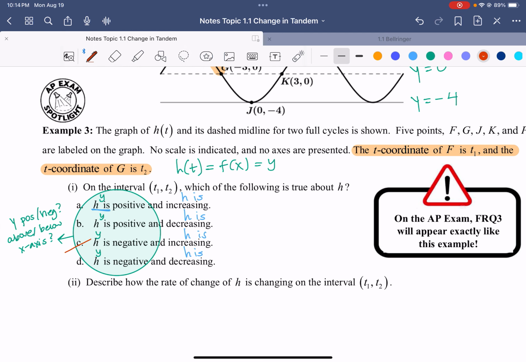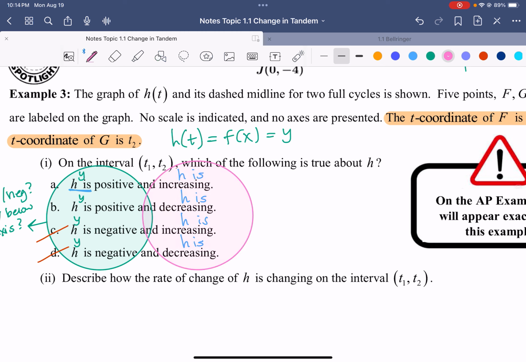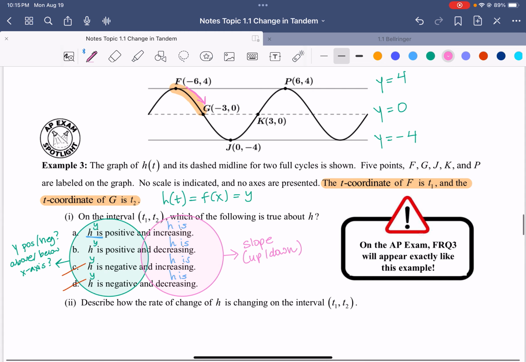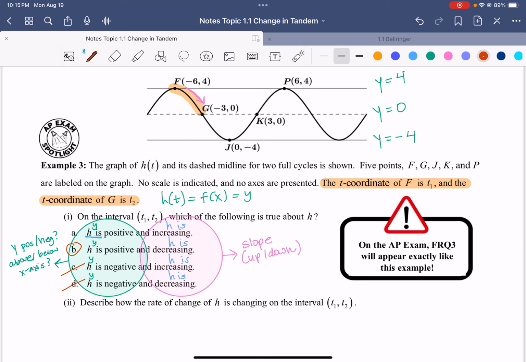Okay, so between those two, I need to figure out if H is increasing or decreasing. Now this second portion of the question, when it says H is increasing or decreasing, that's referring to your slope. You need to figure out if your graph is going up or down. So then I'm going to go and look at my graph from F to G. To get from F to G, I need to go down. That means that my slope is going to be decreasing. So that means that B would be the correct answer there.